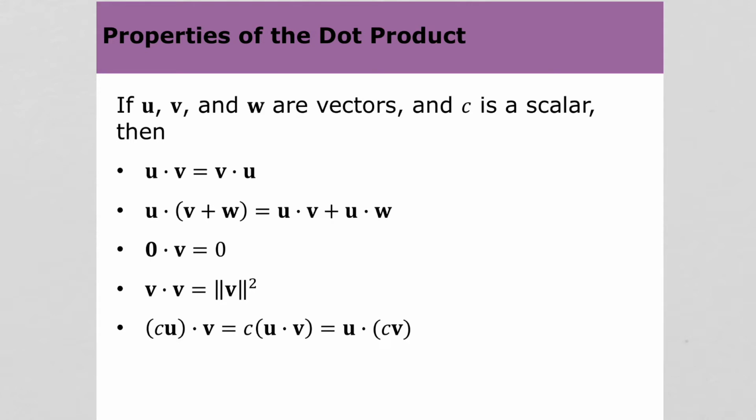And then if you multiply U times a scalar, which gives you a vector, and multiply that by vector V, that's the same thing as doing the dot product of U and V and multiplying by C, or multiplying vector V times C and doing the dot product with U.